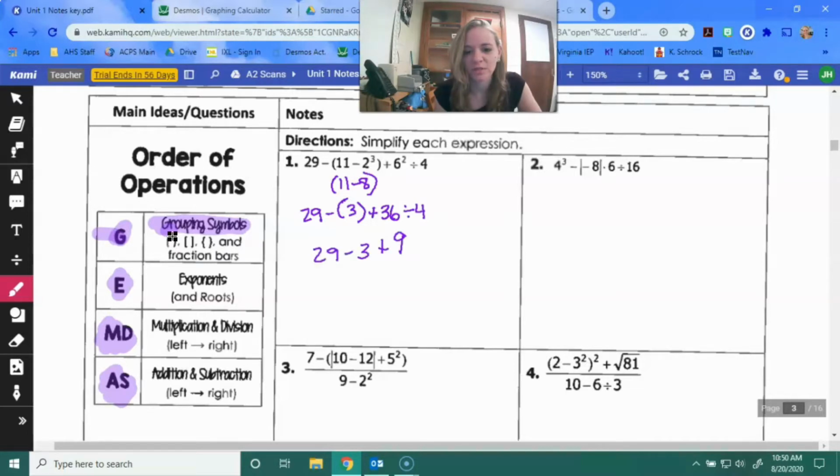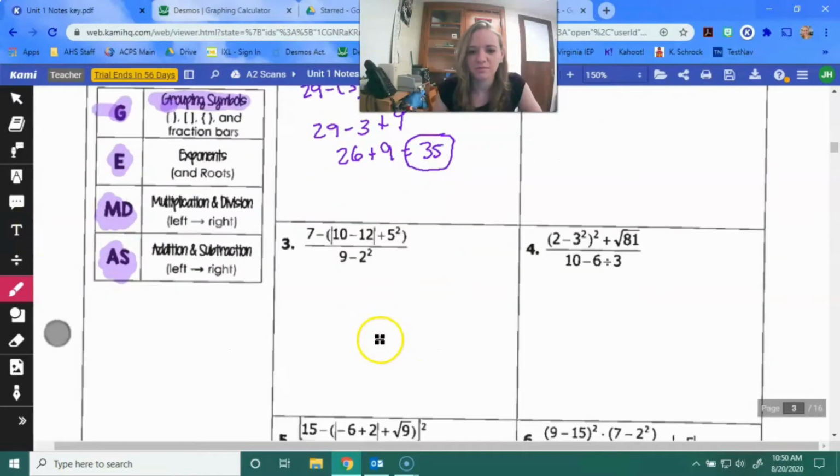We can drop those parentheses since it's just a single number. And then we work left to right. 29 minus 3 is 26. Plus 9 is 35. And that's your answer. Yay! Alright, I'm going to leave that one for you to do.